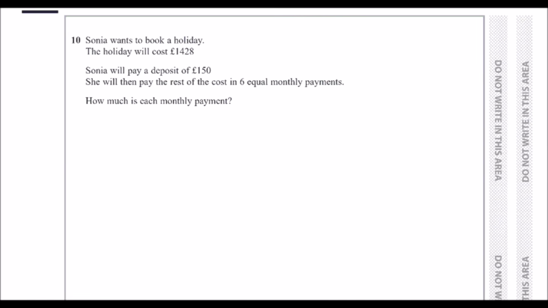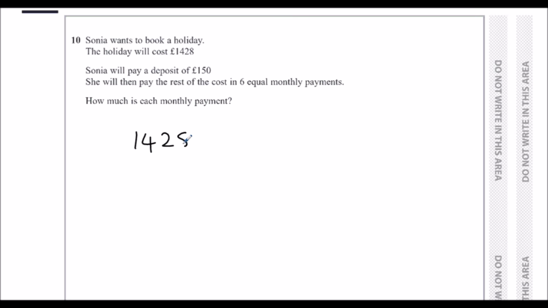Question 10. Sonia wants to book a holiday. The holiday will cost £1,428. She's going to pay a deposit of £150, and then the rest is going to be 6 equal monthly payments. So how much are the monthly payments?